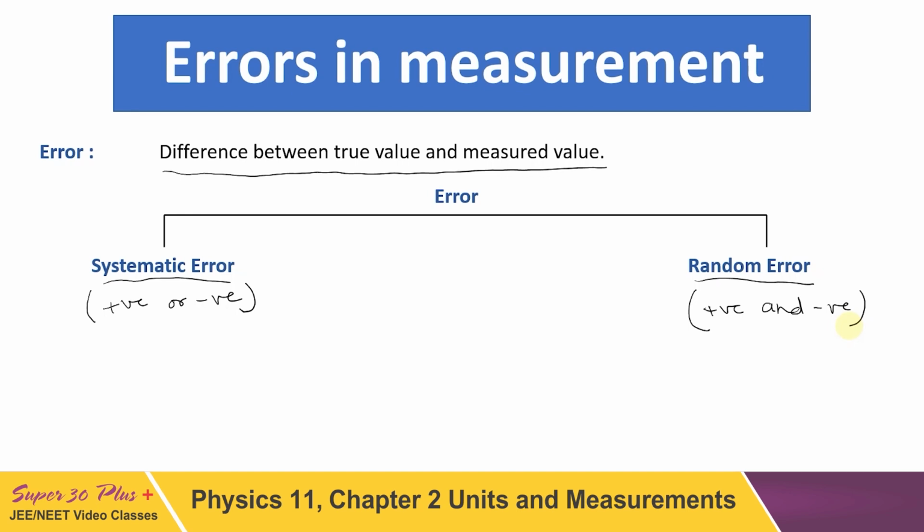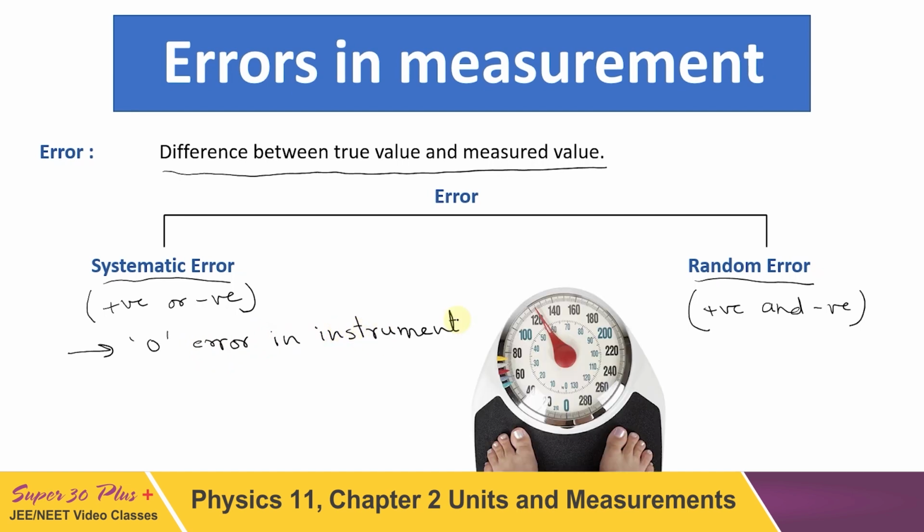So let us see first the systematic error. The first cause, zero error in instrument. What is zero error in instrument? You all must be familiar with the weighing machine that we find at railway stations. When you have to check your weight with the help of that weighing machine, and if originally the pointer is not at 0, already it is showing 2 kg, then whenever you measure your weight, that will be your actual weight plus 2 kg. So this is a systematic error. If there is zero error in the instrument, that will introduce a systematic error in your measurement.